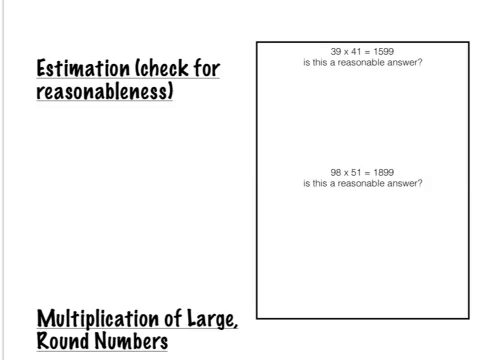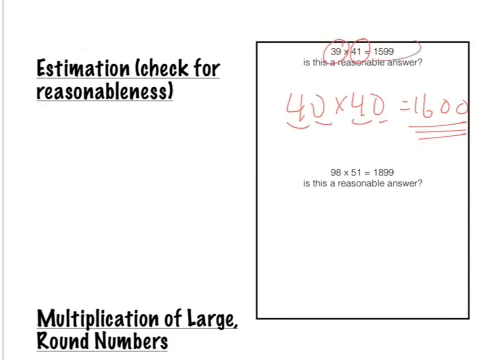So the 39 here, let's change that to a 40. And the 41, again, let's also change that to a 40. We've rounded a little bit up and a little bit down. So really, I'm hoping the number is going to be pretty close. And when I multiply that together, 4 times 4 is 16. And then I'm going to add the 2 zeros on afterwards. It gives me 1,600. 1,600 is super close to 1,599. So you know what? I think my calculation's okay.